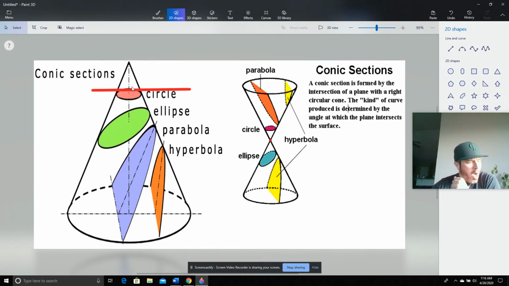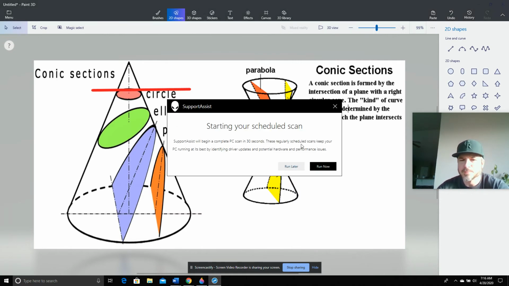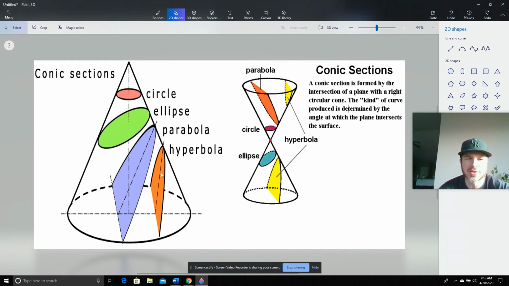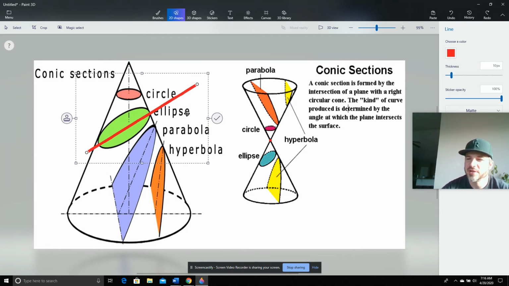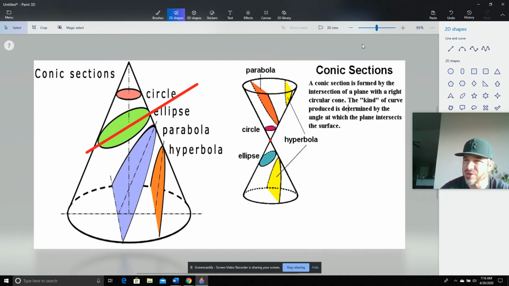So no matter where we cut this cone, we'll get different sizes of circles as long as we're parallel to the base, right? Okay, and then let's see. The next one is an ellipse, and what we do with an ellipse is it's the circle, but now it's just a little tilted, so it's not parallel to the base. And those make ellipses, which are basically stretched out circles, and we'll look at that more later.